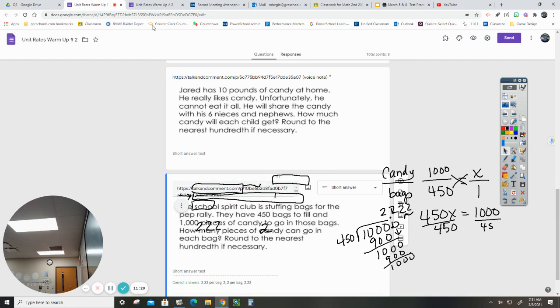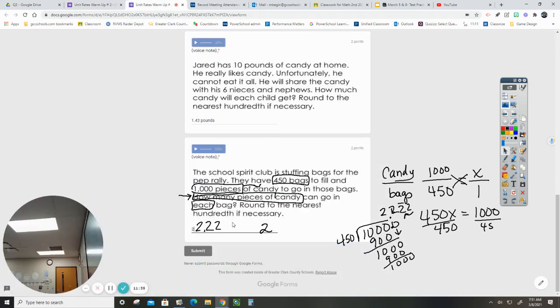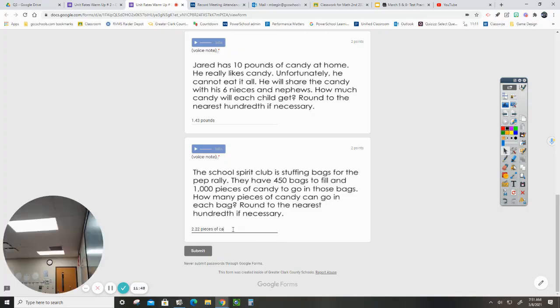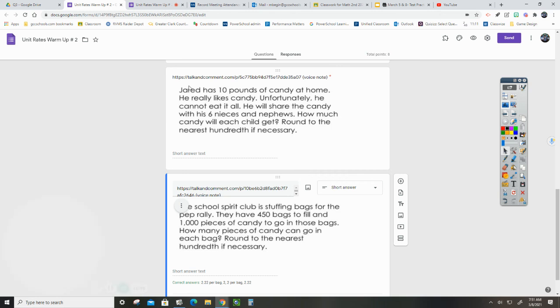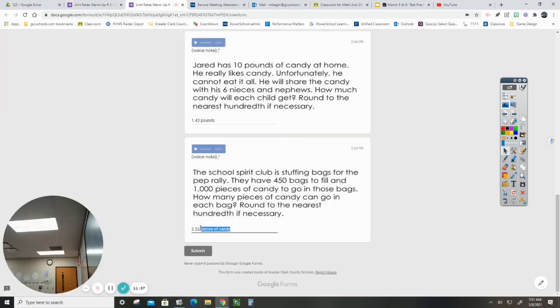Okay, so Miss Began has disappeared, but you will notice that it told us in the problem to round to the nearest hundredth. So I will have to type 2.22. I'm going to clear, and then I'm going to submit. And it should be 2.22 pieces of candy. Maybe. Let's see if it looks like that. No, per bag. Let's just put 2.22. So hit submit.